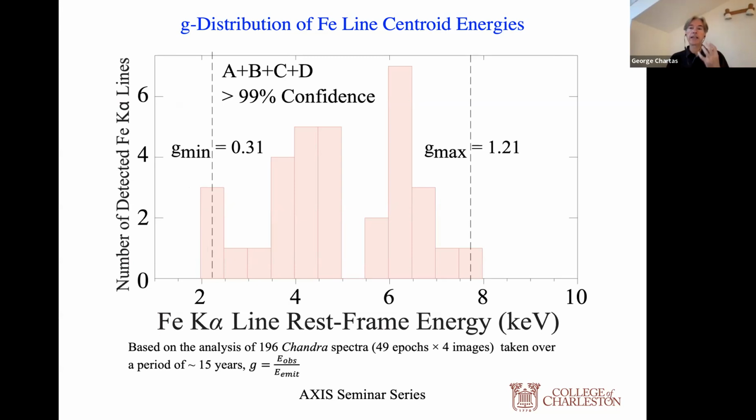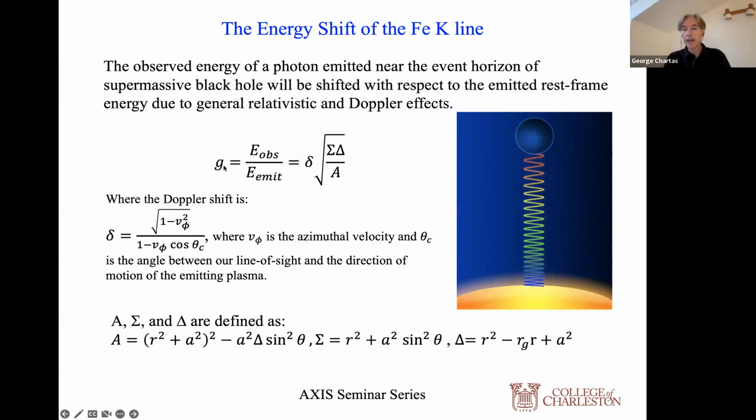So one can calculate, based on the Kerr solution, what these g values should be for a given radius and a given spin. Essentially this g value, meaning the amount of shift due to GR and SR effects, can be calculated if you know, for example, the spin of the black hole, the inclination angle, the radius of the ring, and the azimuthal velocity at that particular radius.